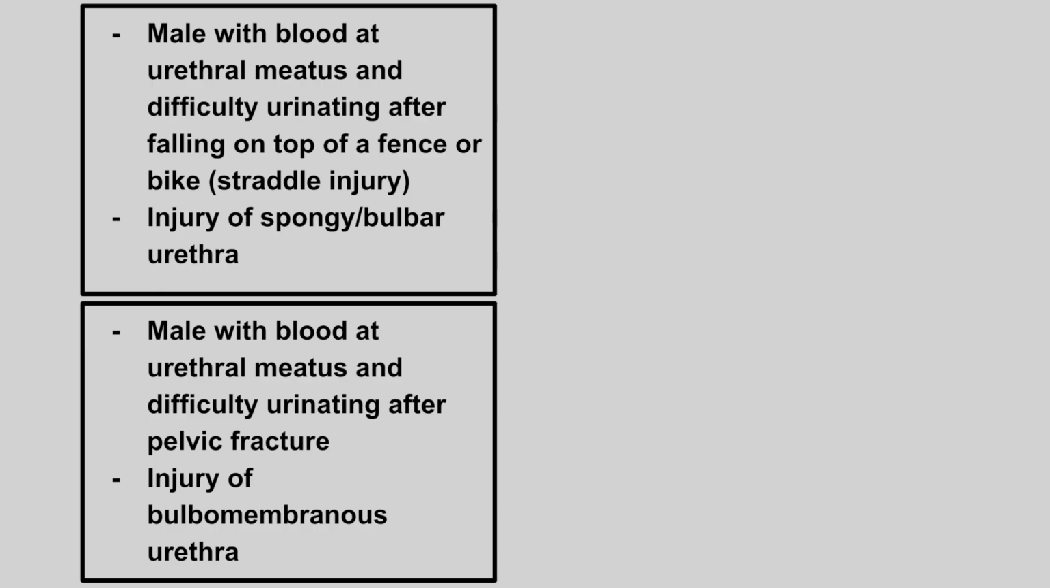Next, we have a male with blood at the urethral meatus and difficulty urinating after falling on top of a fence or bike, which we call a straddle injury. And then there's going to be injury of the spongy, also known as the bulbar urethra.